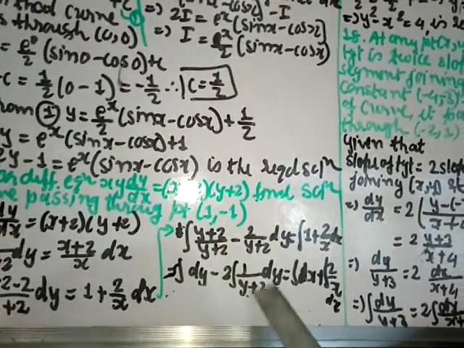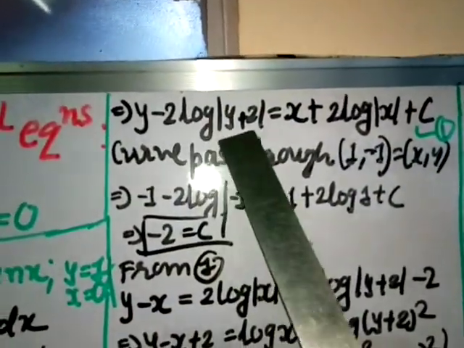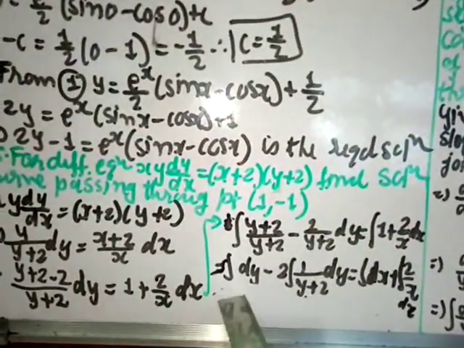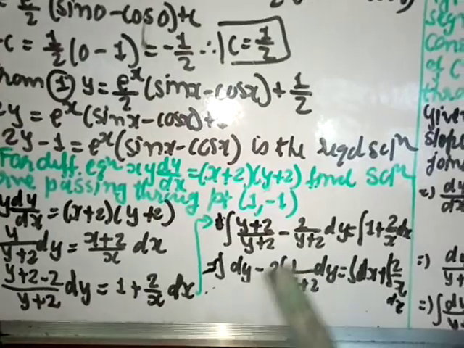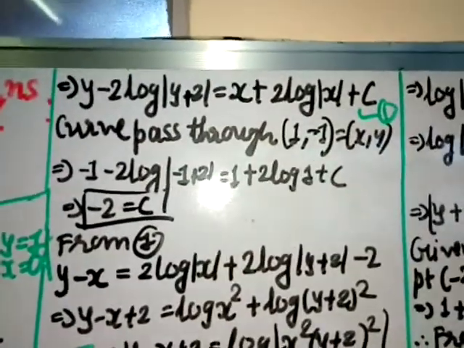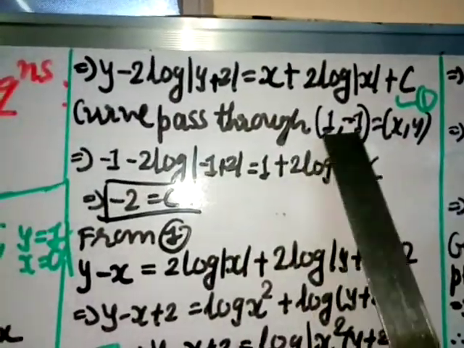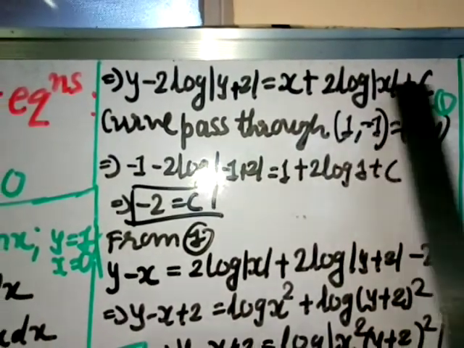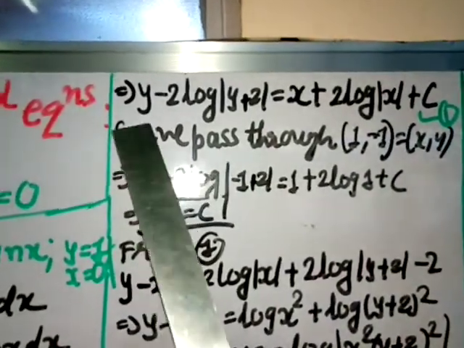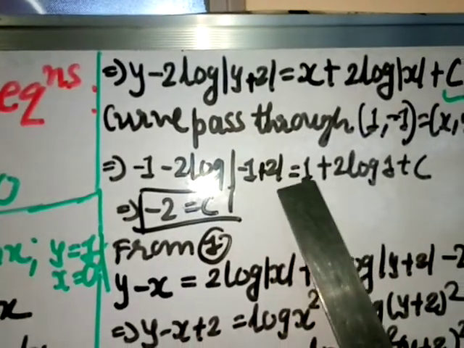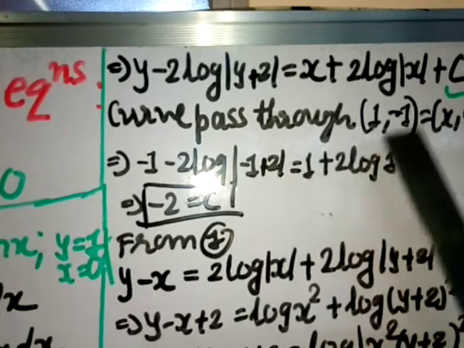This is y, this will be log, this will be x, and this will be also log. I have written here y minus 2 log (y plus 2) equal to x plus 2 log x plus c. Okay, the integral of this dy is y, this is 2, this is log (y plus 2), this is again x, and this is 2 into log x. So directly I have written plus constant c, equation number 3. Given that the curve passes through (1, minus 1), that means 1 is x and y is minus 1. So instead of x you put 1 and instead of y you put minus 1 in this equation 3 to get the value of c. So I put here minus 1 minus 2 log (minus 1 plus 2) equal to 1 plus 2 log 1 plus c.